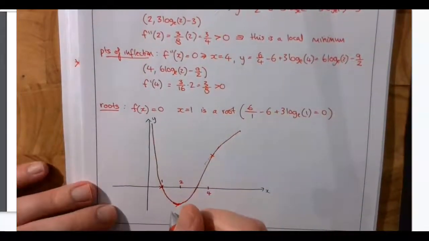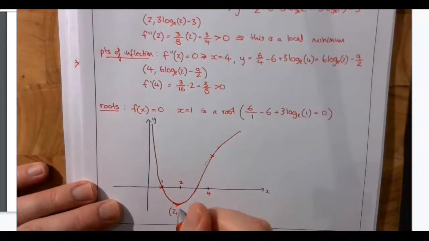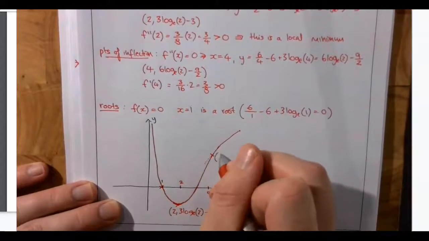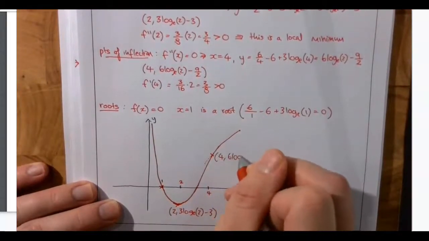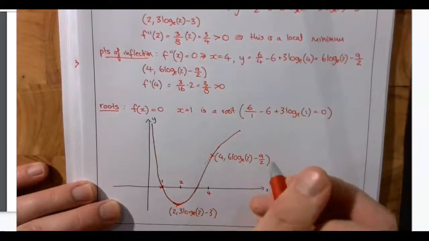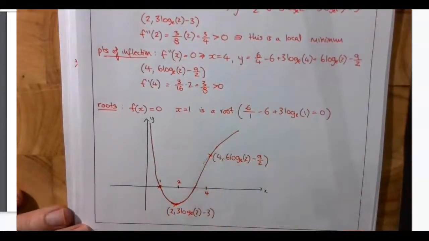So labeling the points, 2, 3 log e of 2 minus 3, and the point of inflection 4, 6 log e of 2 minus 9 over 2. Something like this.